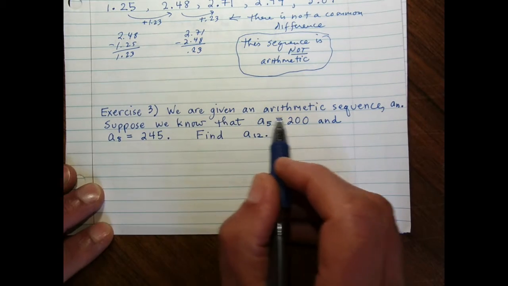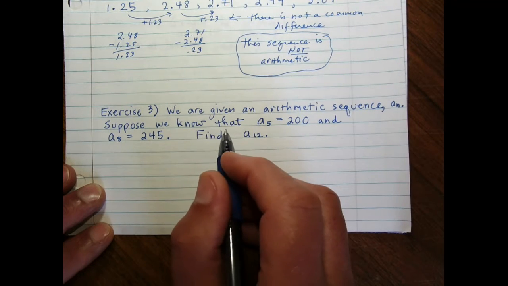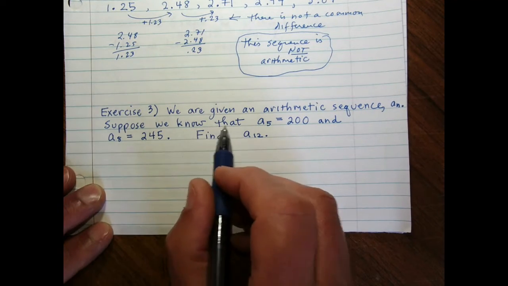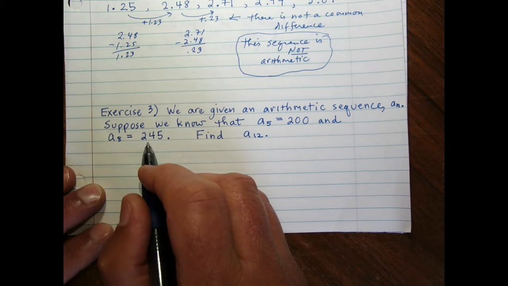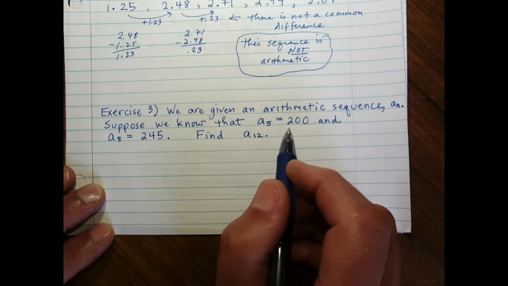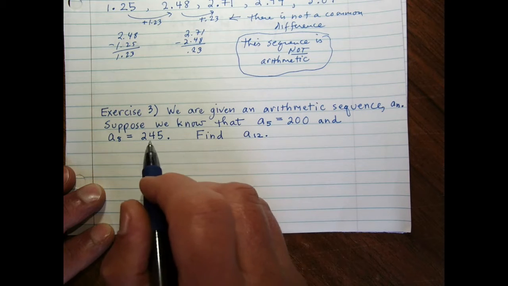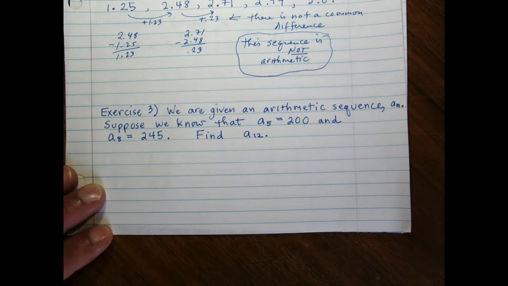We are given an arithmetic sequence a sub n. So we know we have an arithmetic sequence. Suppose we know that a sub 5 is 200 and a sub 8 is 245. Find a sub 12, find the 12th term. So we know the 5th term is 200, the 8th term is 245, find the 12th term.